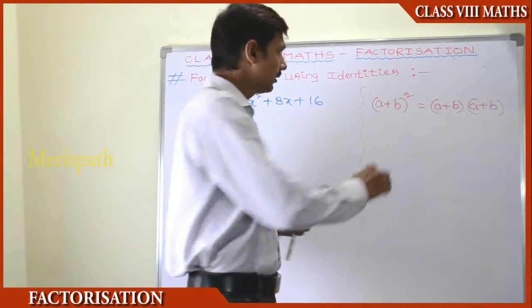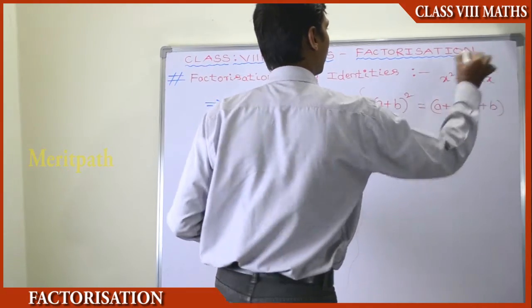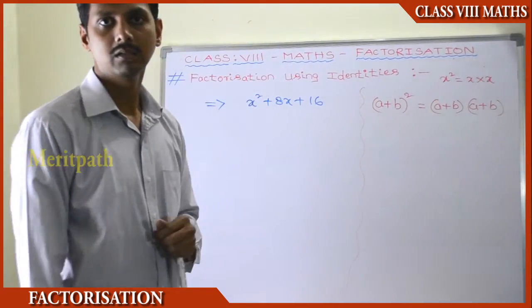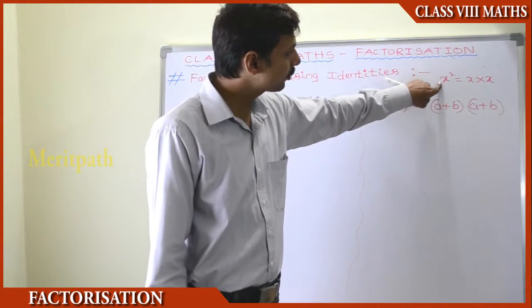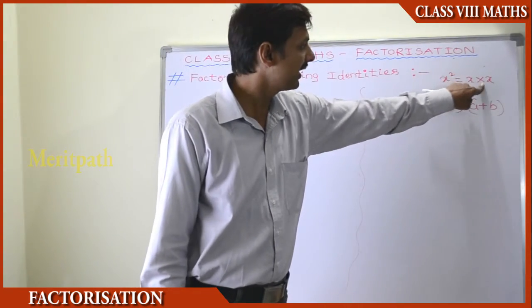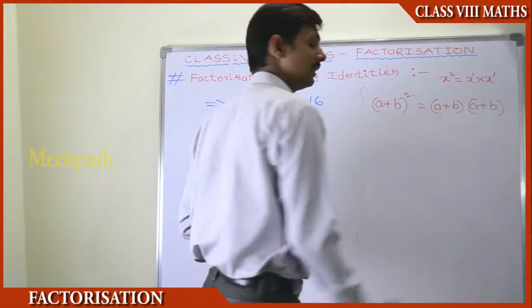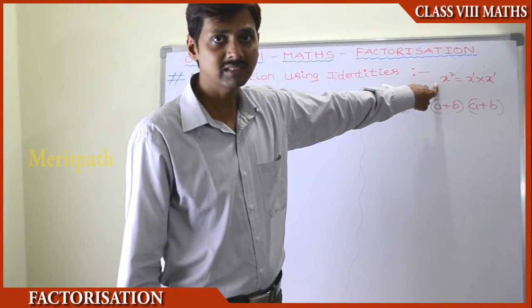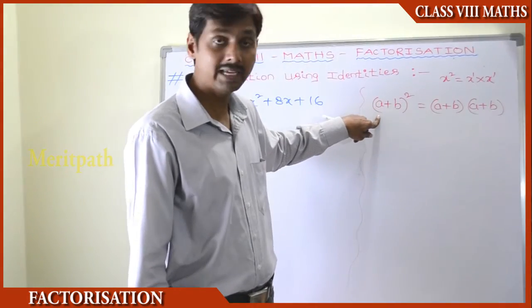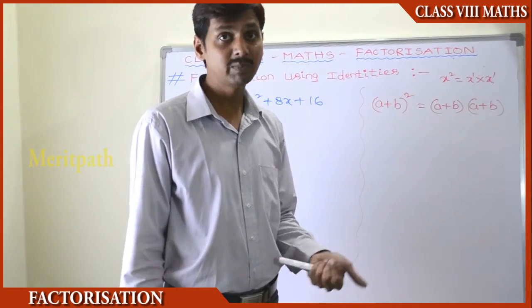For example, x squared is equal to x into x. We have learned in the chapter of exponents that x into x is x squared. There is a power of 1 here and 1, then if we multiply both, we get x squared. So if we take (a plus b) whole square, then we get (a plus b) into (a plus b).